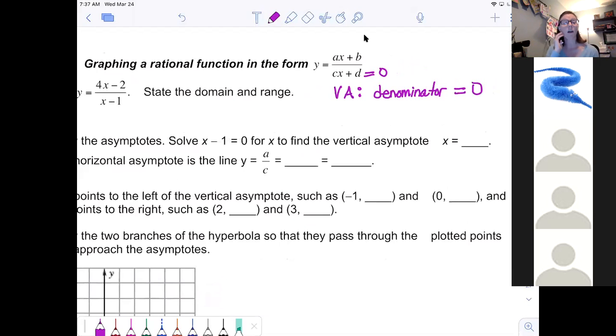Because that's where the x value is undefined, and that's what makes a vertical asymptote. The horizontal asymptote is found by the coefficients in front of the x's. So if I look in the numerator, there's an ax, and in the denominator, there's a cx. The horizontal asymptote is found from those coefficients, and that would be the coefficient on the top x, divided by the coefficient of the bottom x.